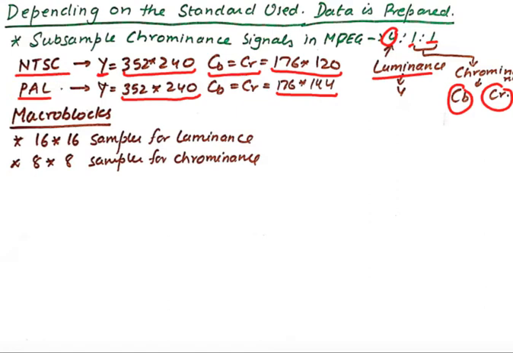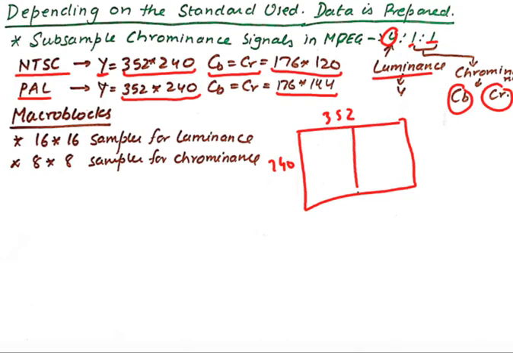Now depending upon NTSC and PAL, the subsample space of brightness is 352 by 240 pixels, and then it is divided again into 4 parts of 176 by 120 small blocks of CB and CR. So these CB and CRs are behind the luminance block, but they are 4 in numbers.